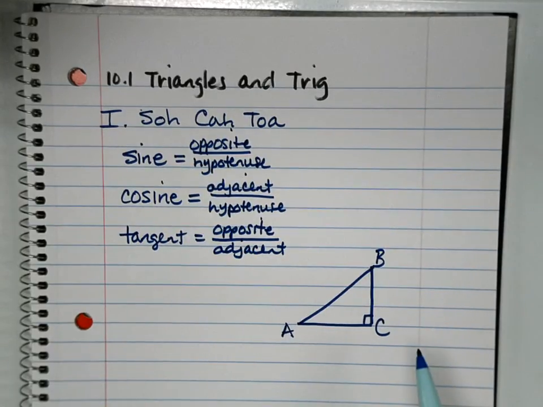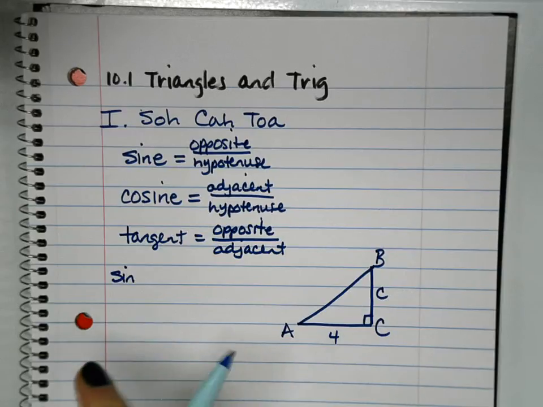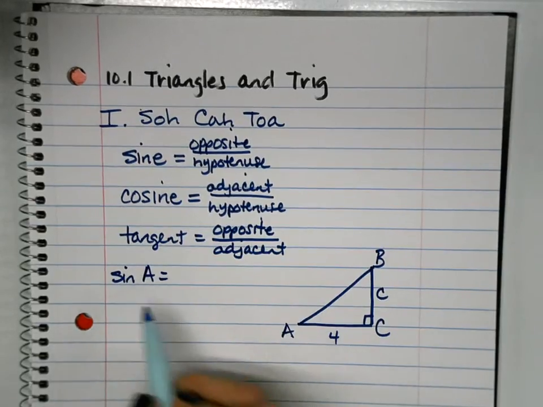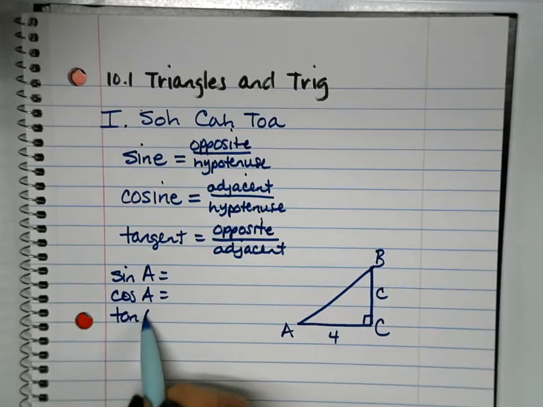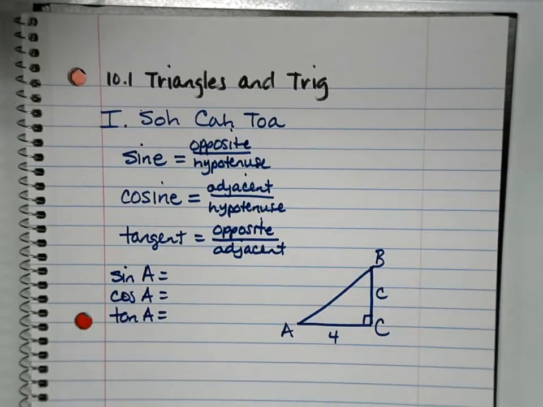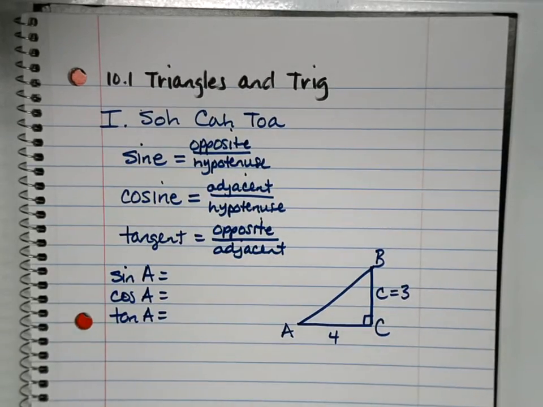Okay, let's say that AC is 4 and that BC is 3. And what I want you to give me is, what is the sine? This is how you say it, sine, right? Sine of the angle. I want you to tell me what that is. I want you to tell me what the cosine is. And I want you to tell me what the tangent is. Okay, for A, using these. Oh, what did I say this was? This was supposed to be 3, and I wrote C. Okay, that's supposed to be 3.